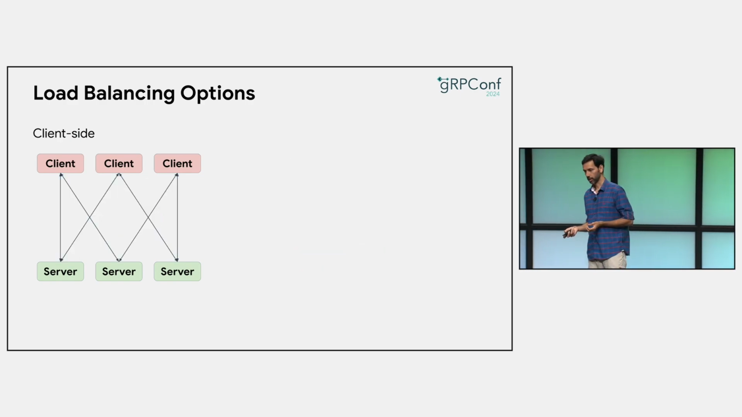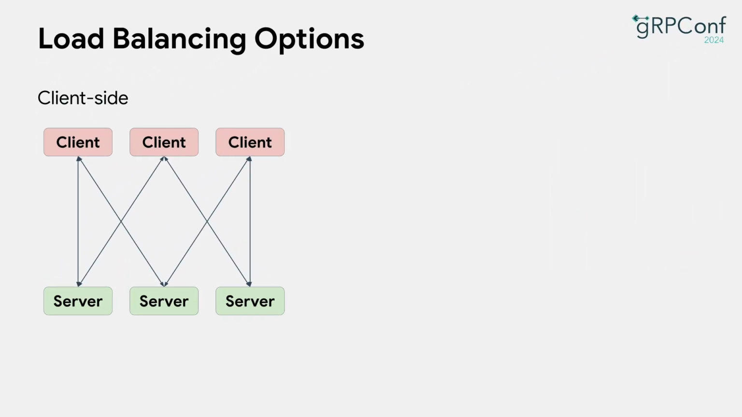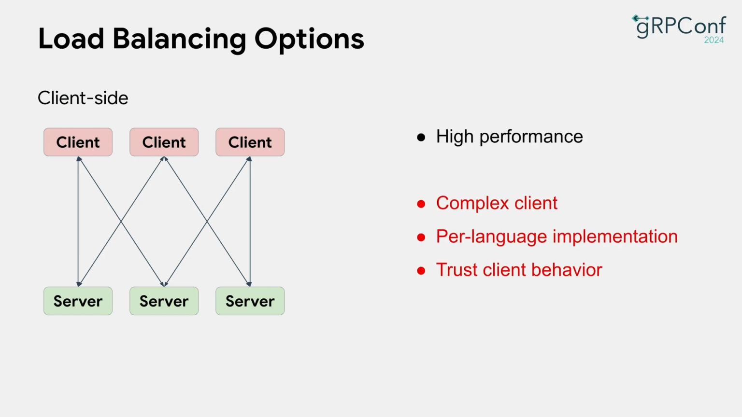So the other option is client-side load balancing. And here, you have your clients talking directly to the server. So you've eliminated the proxy hop. So this gives you better performance. But this comes with a bunch of downsides as well. So now the load balancing logic is moved into the client. And so this makes for a thick and complex client.